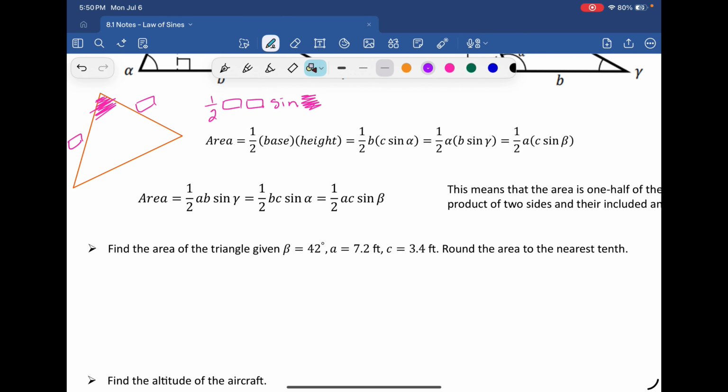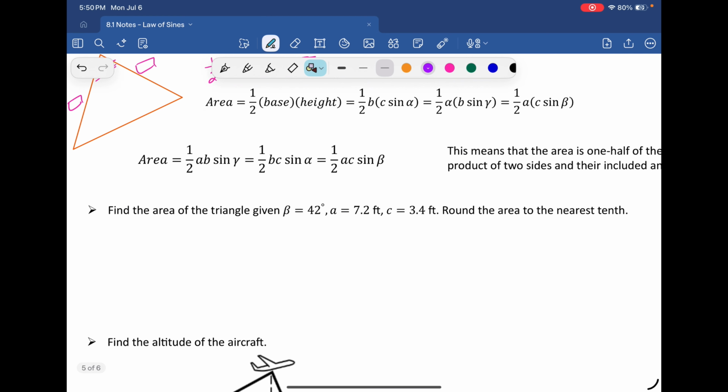Find the area of a triangle given beta is 42 degrees, A is 7.2 feet, C is 3.4 feet. Round the area to the nearest tenth.